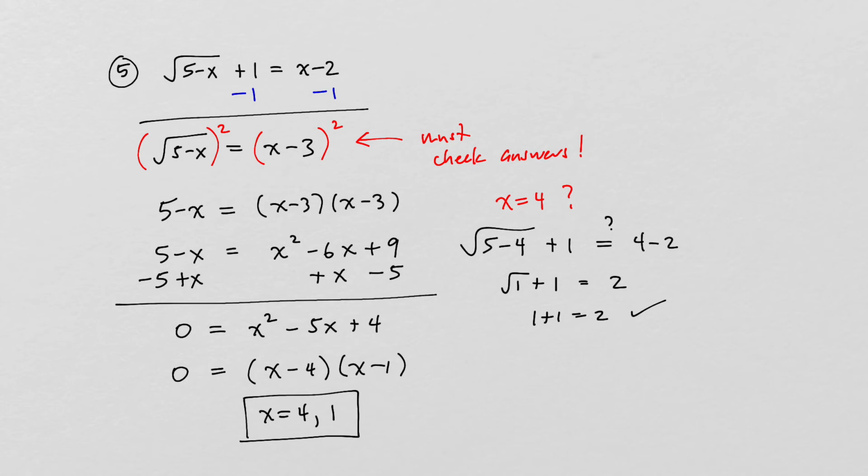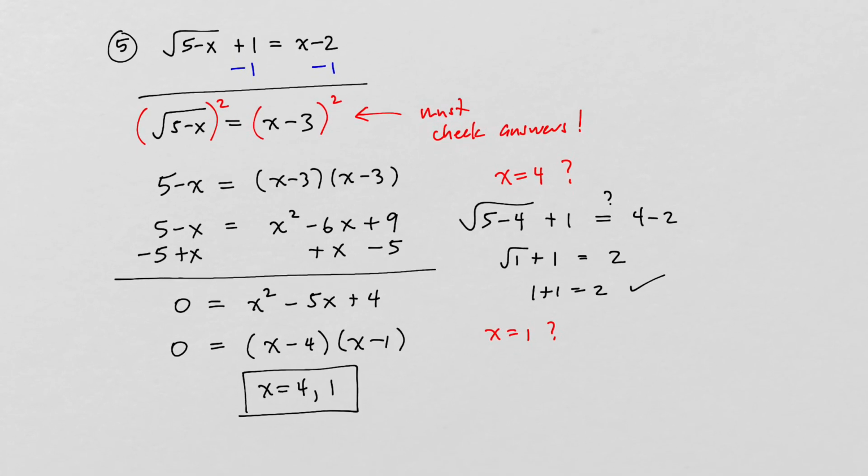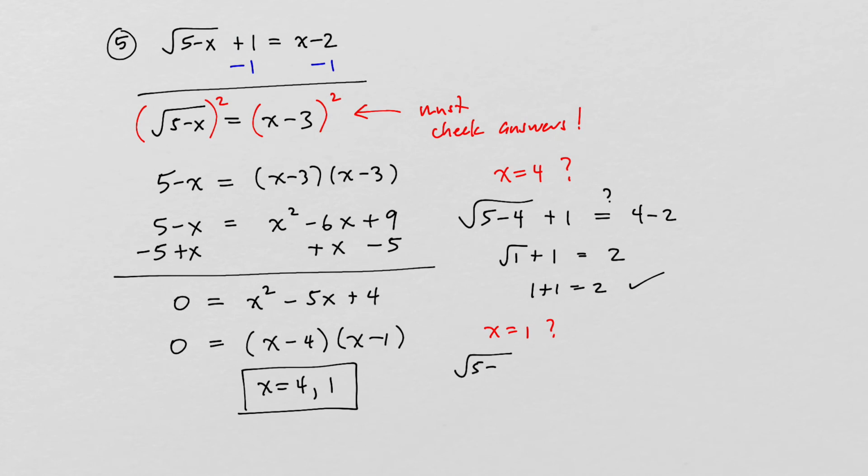And then we need to check x equals 1. And when I plug 1 into the equation, we get the square root of 5 minus 1 plus 1 is equal to 1 minus 2. And that's the square root of 4 plus 1 equals negative 1. And that says 2 plus 1 equals negative 1. And this, of course, is false. So you can see that x equals 1 is actually not a solution. It fails. And once again, we call this an extraneous solution. So our only answer here is x equals 4.